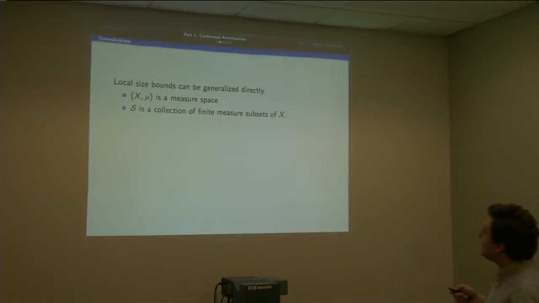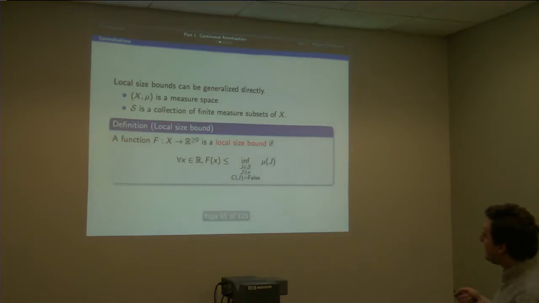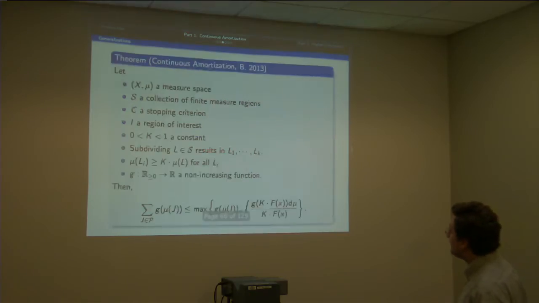Okay. So we can also get a local size bound. It's the same definition. Well, a little different, but nothing big. Instead of the width, I'm going to use the measure. I'm going to say that J has to be in the set of objects that I'm allowed to use. So instead of interval, my region has to be an allowable region, has to contain X, and has to be false on that region. Same thing, but just twisted a little.